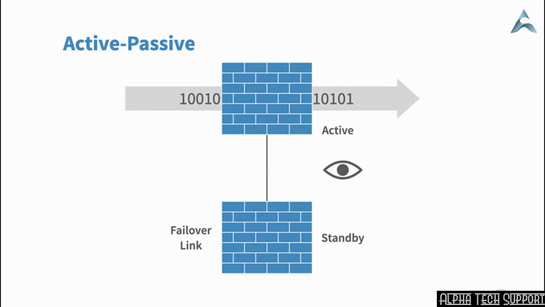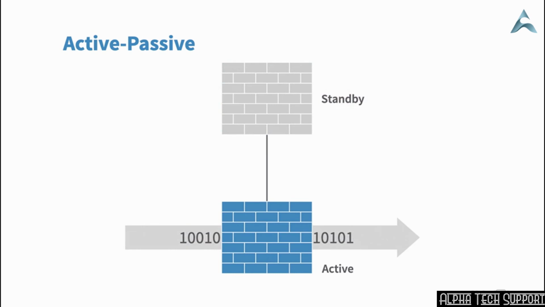Active-passive uses a pair of adaptive security appliances. One ASA is an active partner and forwards traffic, and the passive partner remains quiet and monitors the active partner for a failover to occur, and in case of failure, will take over forwarding duties.